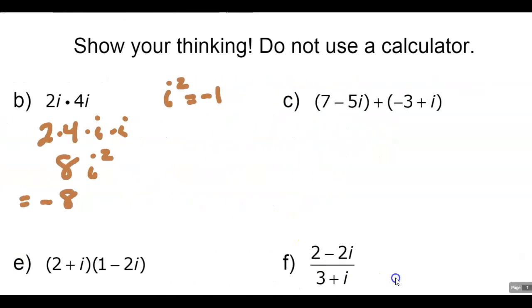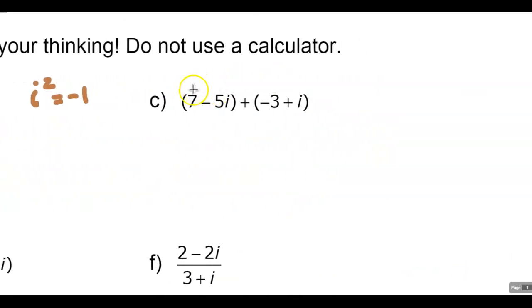All right, we have C. So we're adding here, right? So we're just going to combine the real parts. We got the 7 and the negative 3. That would make 4. And we have the negative 5i and positive i, so that's negative 4i. So nothing more than that.